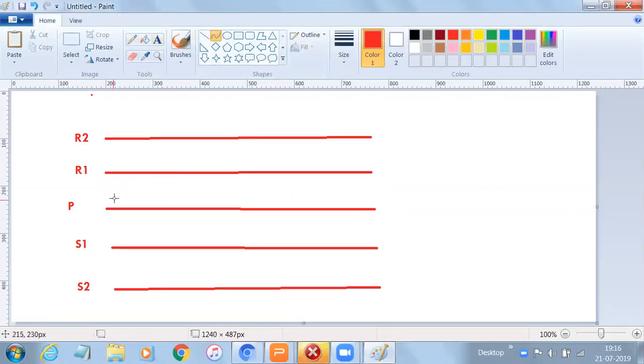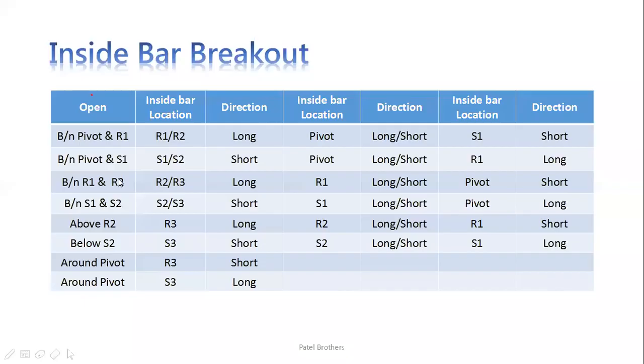Suppose the stock has opened between pivot and R1. The stock has opened in the first 15 minutes here. Here the opening was there. From here, it is forming an inside bar. Here the inside bar has formed. After that, which side will we be trading? We will be trading only long. If it is forming an inside bar here as well, here as well we will be going only long. We will not be going short. That is the meaning of this.